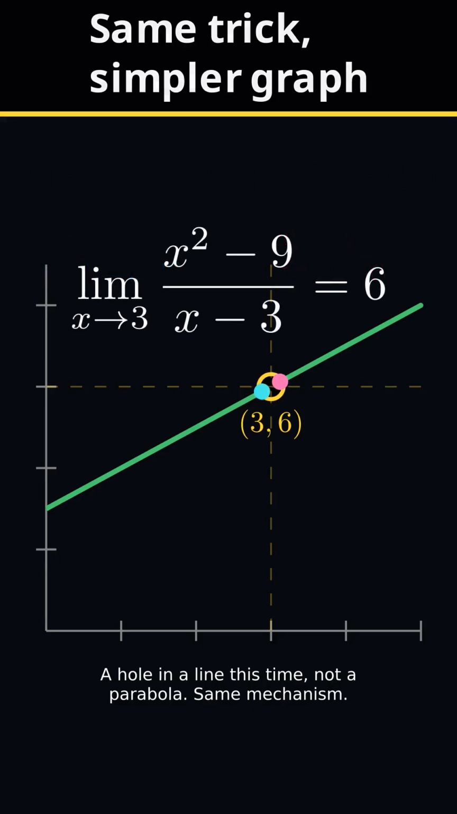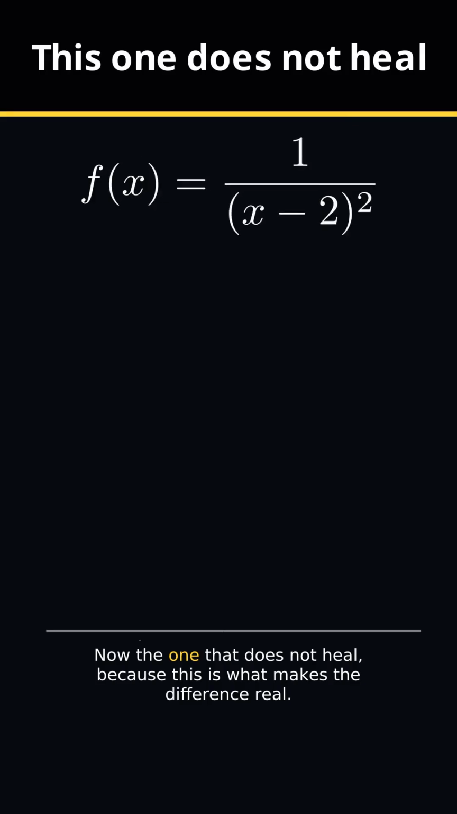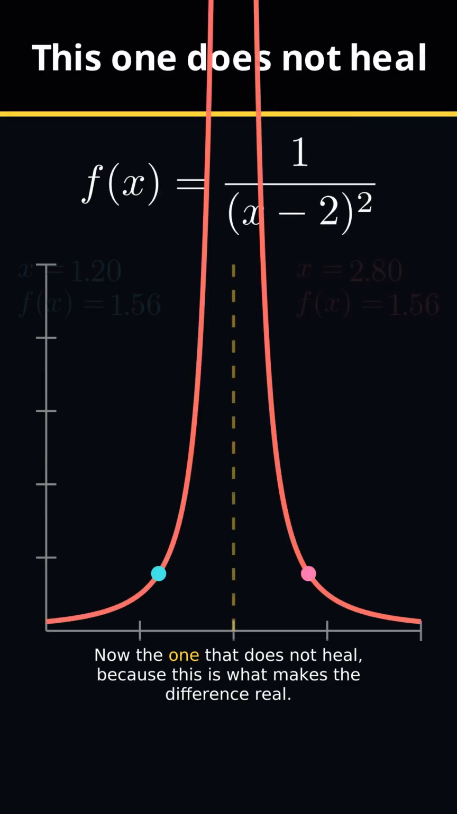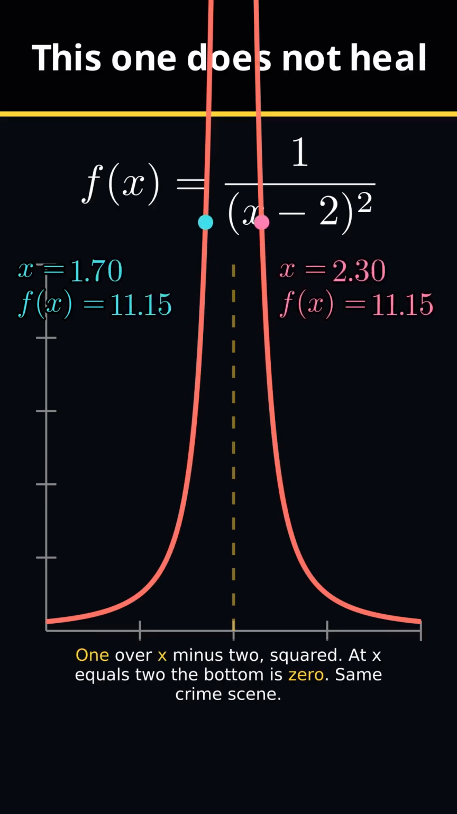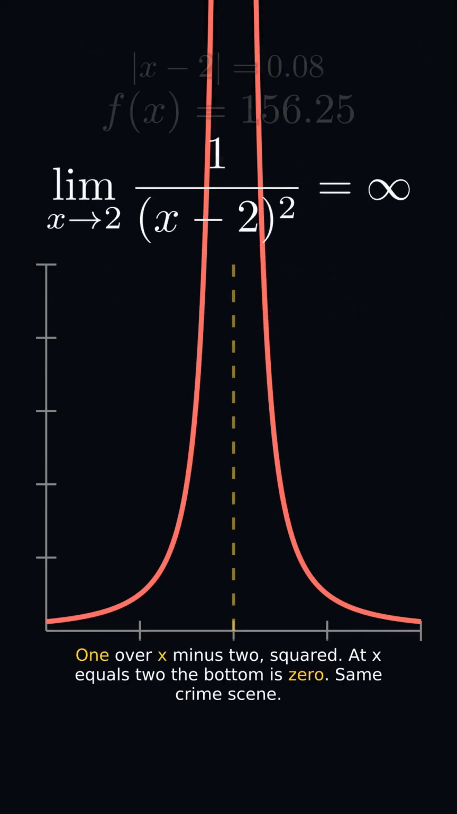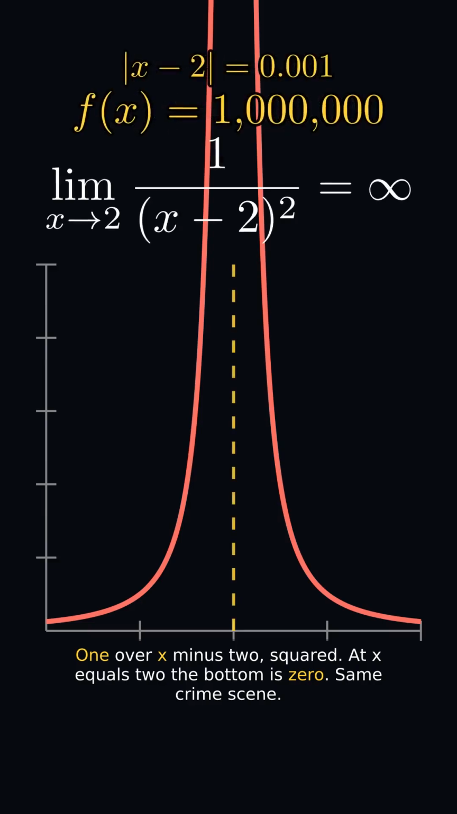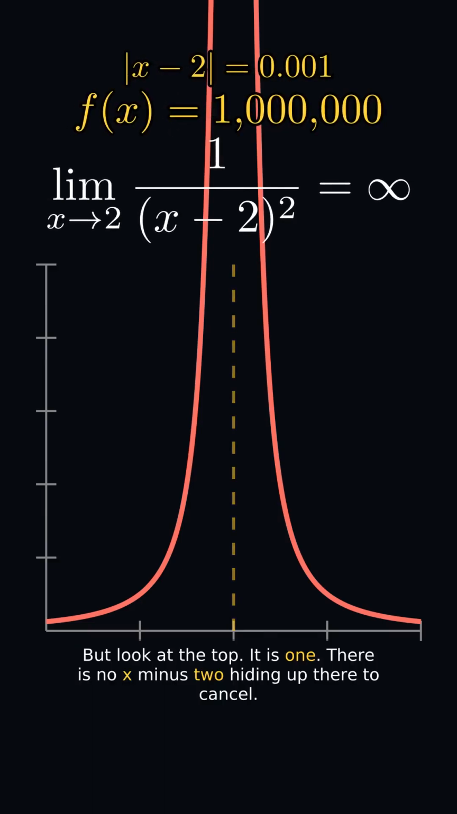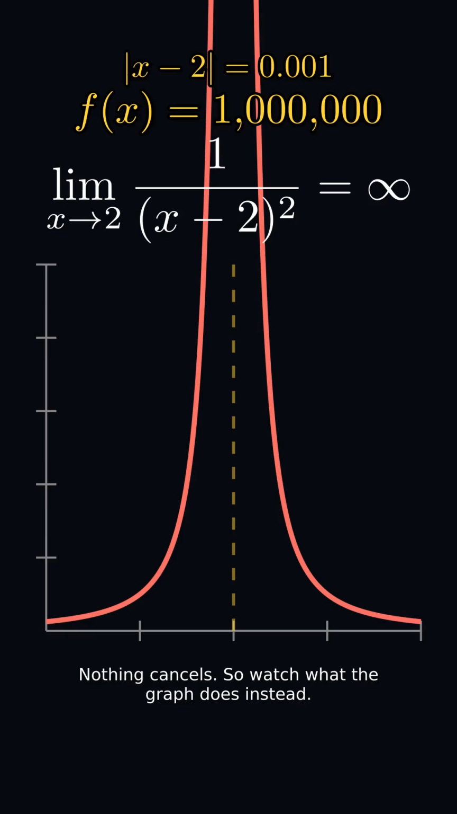Same mechanism. Now the one that does not heal, because this is what makes the difference real. 1 over x minus 2, squared. At x equals 2 the bottom is 0. Same crime scene. But look at the top. It is 1. There is no x minus 2 hiding up there to cancel. Nothing cancels. So watch what the graph does instead.